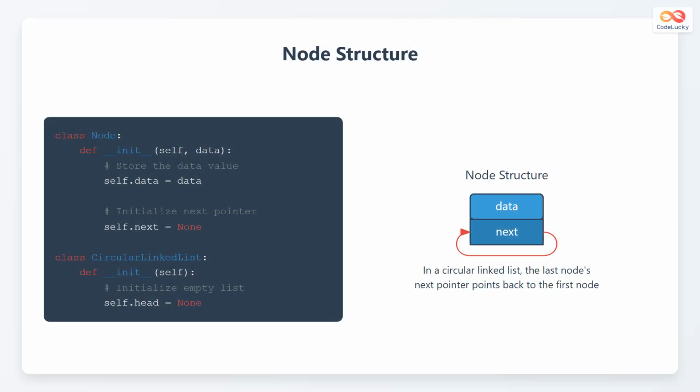Here's how a node in a circular linked list is typically structured using Python code. Each node has two main parts: the data field, which stores the value, and the next pointer, which points to the next node in the sequence. The circular linked list class contains a head pointer, which points to the first node in the list. In a circular linked list, the next pointer of the last node points back to the first node, creating a loop.